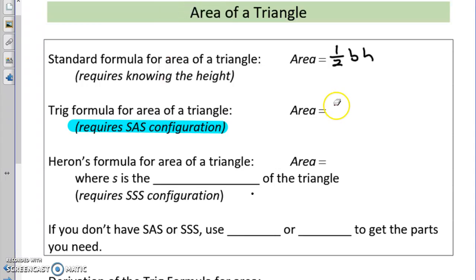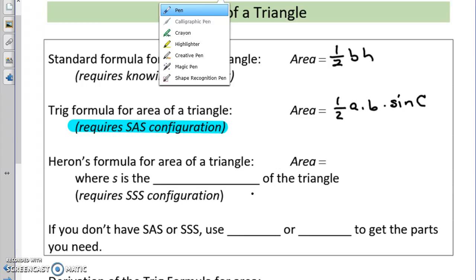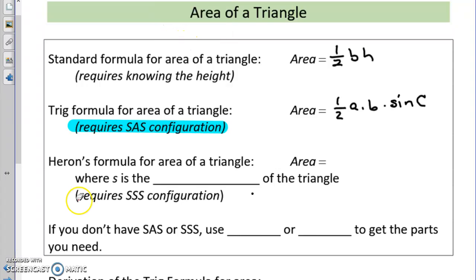The area in that configuration is 1/2 times A times B times the sine of angle C. And angle C would be the included angle in between sides A and B. We also have a new formula called Heron's formula, and this one requires that we have an SSS, or a side-side-side configuration. That means we're given three sides of the triangle.